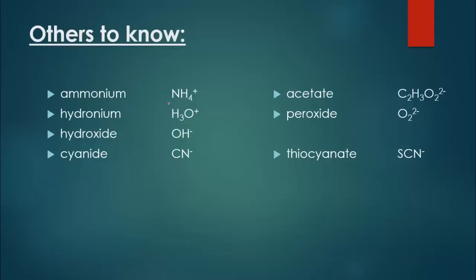We have ammonium, NH4+, hydronium, H3O+, and this is only going to be used in the acid-base chapter, so that's not really one you have to worry about right now. Hydroxide, we do need to know, even though it's acid-base stuff, it does become part of ionic compounds very nicely, so hydroxide is OH-. And then we have cyanide, which is CN-. And then we have acetate, which is C2H3O2, just minus, not 2-. And then we have peroxide, which is O2 2-.